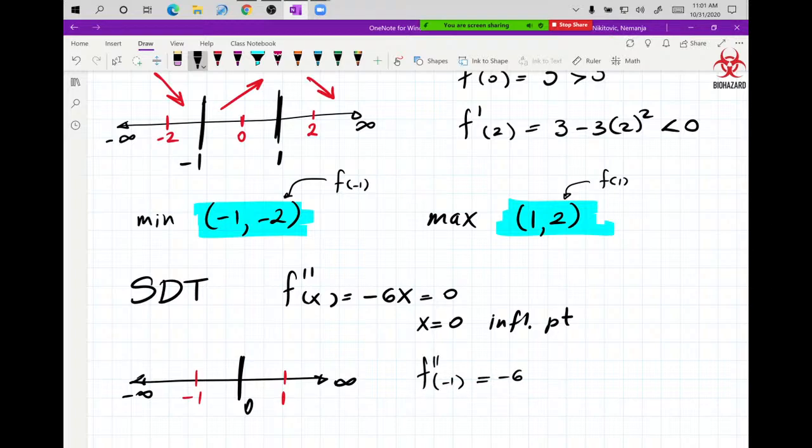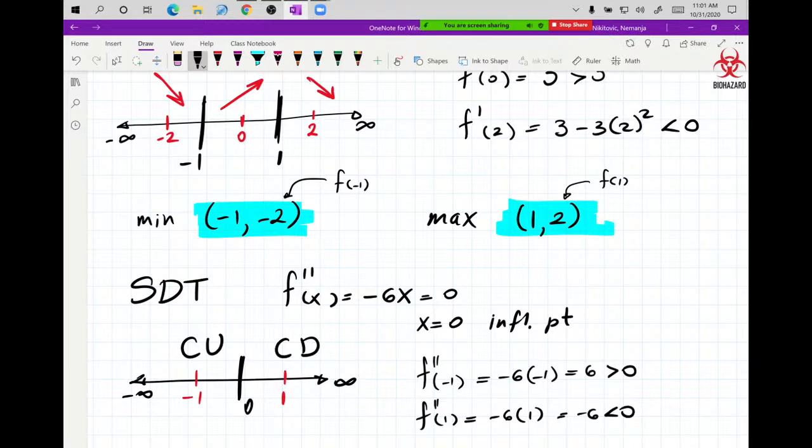So now I have negative 6 times negative 1 gives me positive 6, which is bigger than 0, concave up. And for the second derivative, negative 6 times 1 is equal to negative 6, less than 0, concave down.